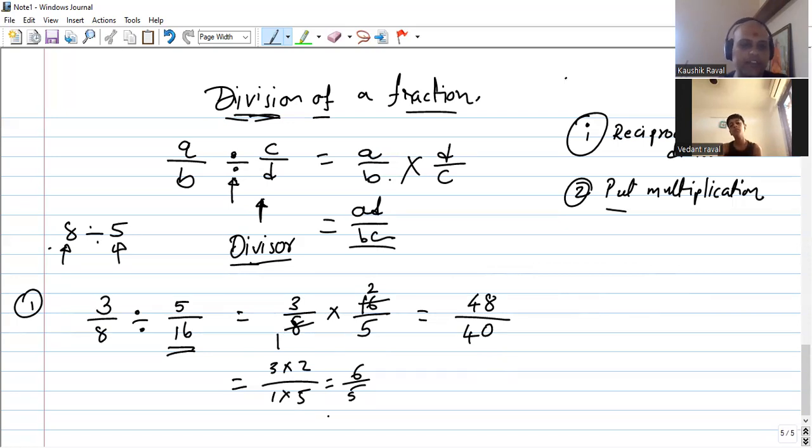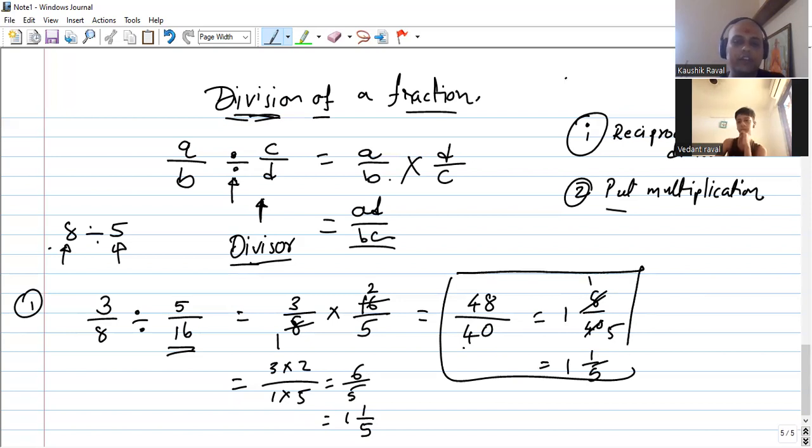This is an improper fraction, which when converted into a mixed fraction, gives 5 ones are 5, 6 minus 5 is 1, so 1 upon 5. You can do it this way also: 48 by 40, which results in 1 whole 8 by 40. Again, 8 by 40 is 8 ones are 8, 8 fives are 40. But this will create more problems as we go further.